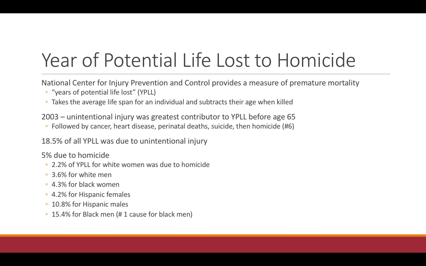In 2003, unintentional injury was the greatest contributor to this before age 65, followed by cancer, heart disease, perinatal death, suicide, and homicide is the 6th cause. So only 5% of years of potential life loss are due to homicide. And then we've got some breakdowns here for white women, white men, black women, Hispanic men and women, and black men. So homicide is the number one cause of death for black men.